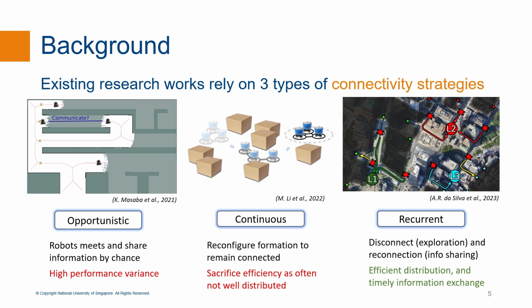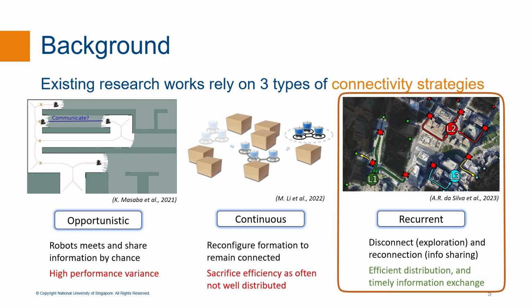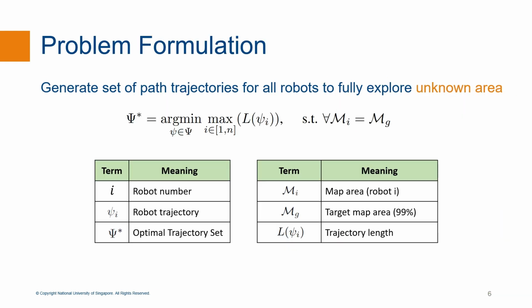Lastly, recurrent connectivity, where robots strategically disconnect and reconnect. If done well, this method can achieve efficient distribution and timely information exchange. Our work focuses on this type of approach. We formulate our problem as a generation of a set of path trajectories for all robots to fully explore the unknown bounded environment in the shortest distance possible.